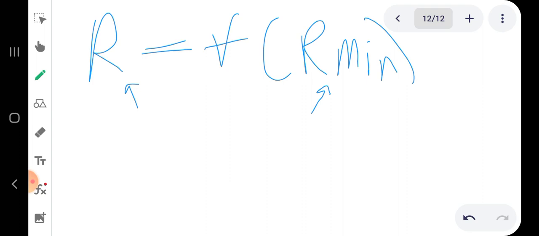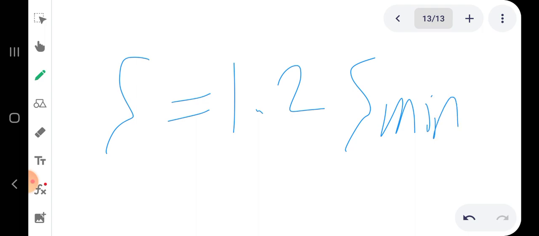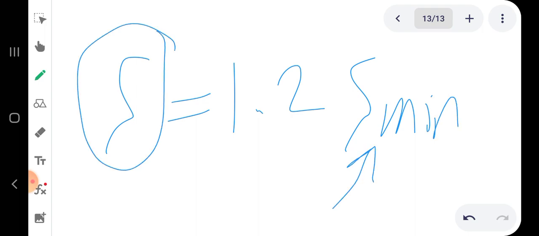Same idea here. Sometimes in extraction problems in general, you don't have the solvent directly. The solvent flow rate is given as a function of S minimum, the minimum solvent flow rate. It could be something like this: for example, S is equal to 1.2 S minimum. So you need to get S minimum first in order to get the solvent flow rate. Okay, so the question here: how to determine the S minimum for countercurrent multi-stage liquid extraction?